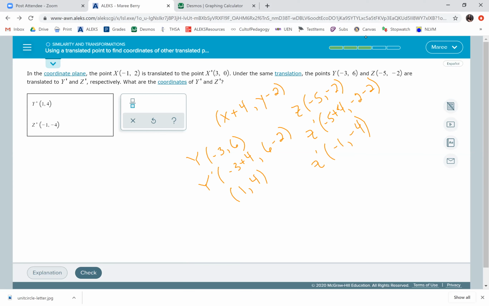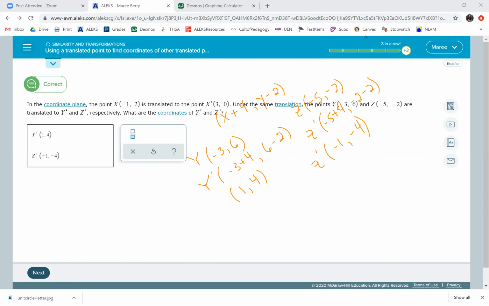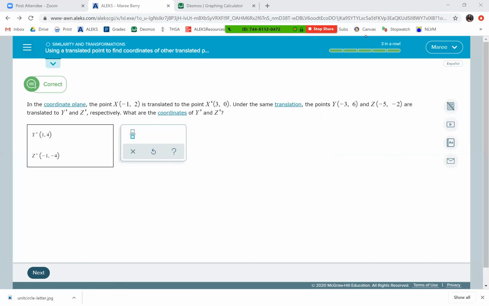And I just push tab between each one so I don't have to keep clicking or using my mouse at all. Okay, that's the end of the lesson.